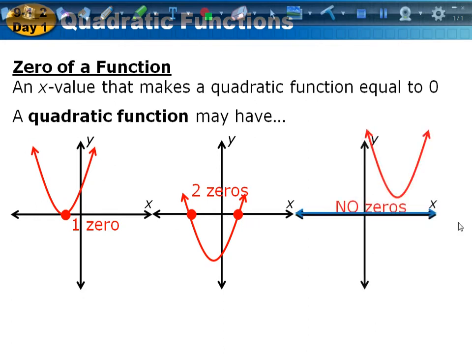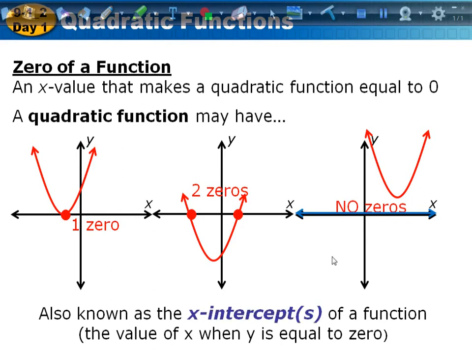Or it can also have no zeros, meaning that no matter what, it's never ever going to cross this x-axis, like this one, because this one's going to keep going up, so it's never actually going to cross the x-axis. So you can have no zeros, 1 zero, or 2 zeros. These are also known as the x-intercepts of a function, because again, it's where it's crossing the x-axis.